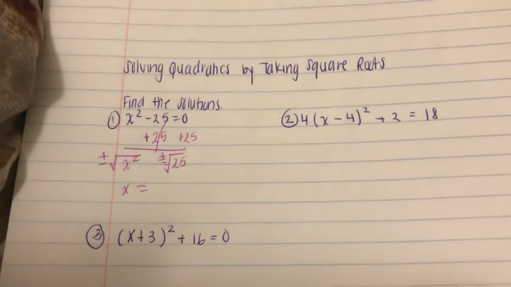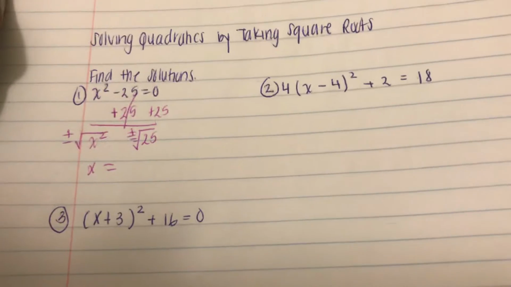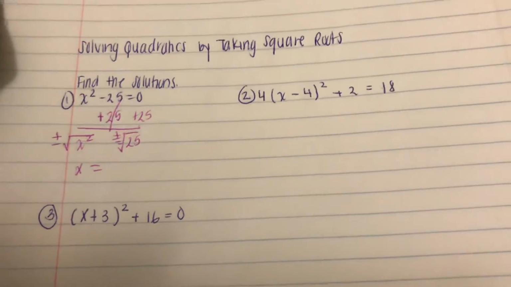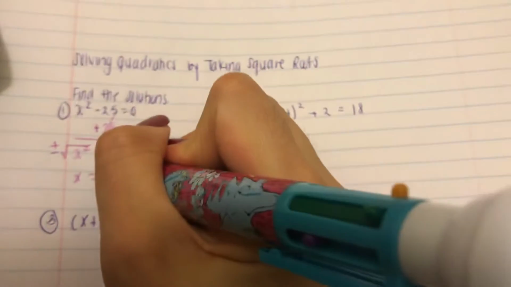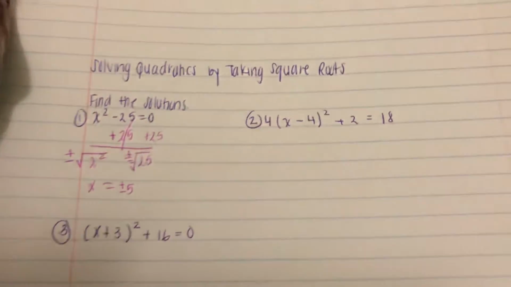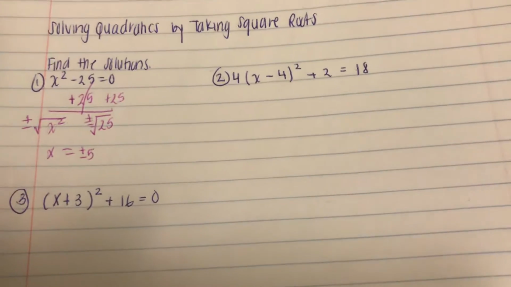A common mistake students make is they write the 25 again, or they write the square root of 5. But keep in mind that you already took the square root. So your answer is just plus or minus 5. Those are your solutions for that equation.